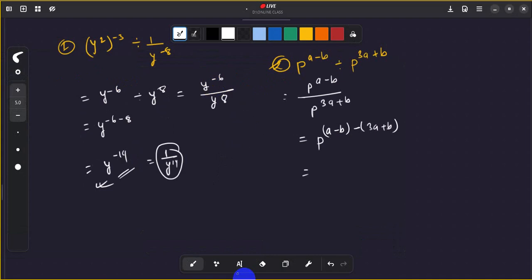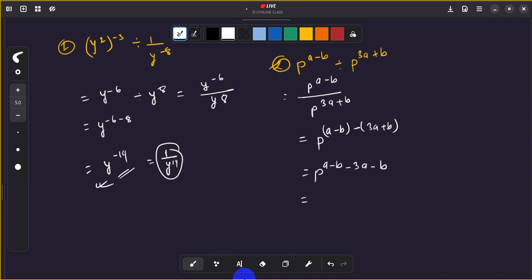Now we'll open the bracket. P times a minus b, this one is copied as it is. Now this 3a plus b should be opened by multiplying with this minus. It becomes minus 3a minus b, since minus times plus is minus. We'll get p times a minus b minus 3a minus b.